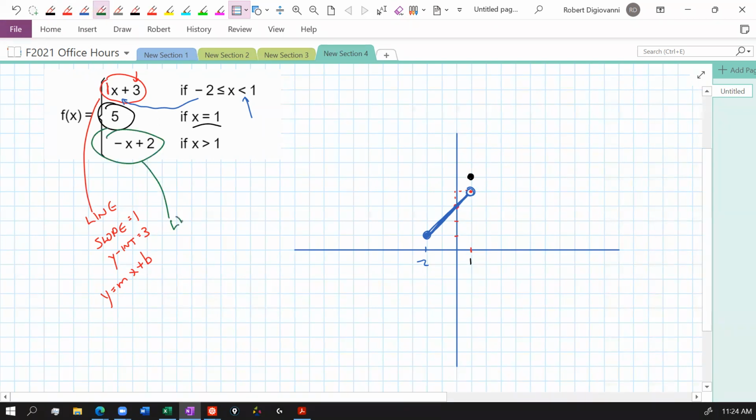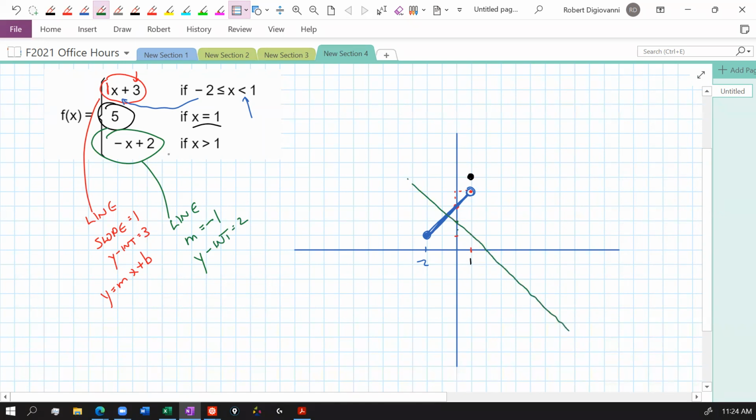So this is a line again. It has a slope. I'm going to put m equals -1, and it has a y-intercept of 2. So if I go up 2, 1, 2, it has a slope of -1. So down 1, over 1. I would have a line that goes through like this.